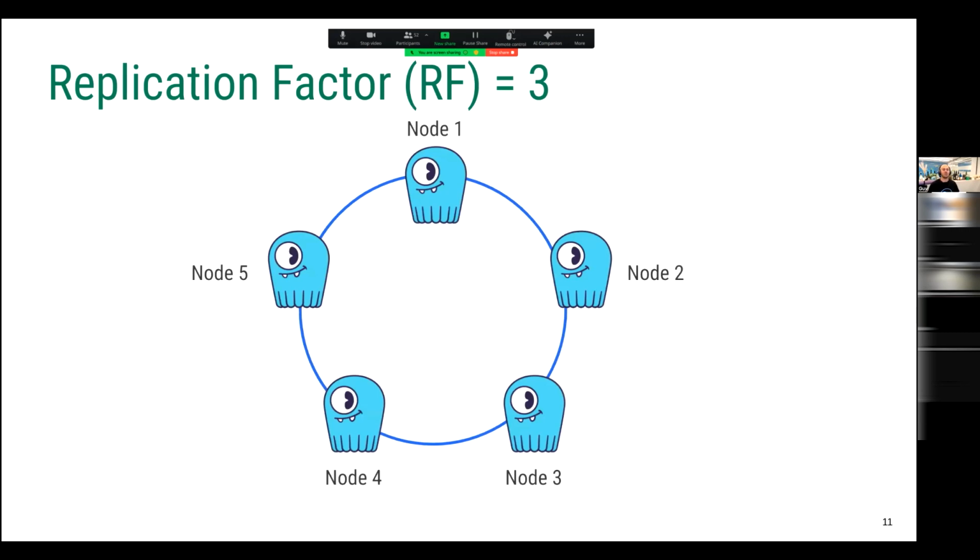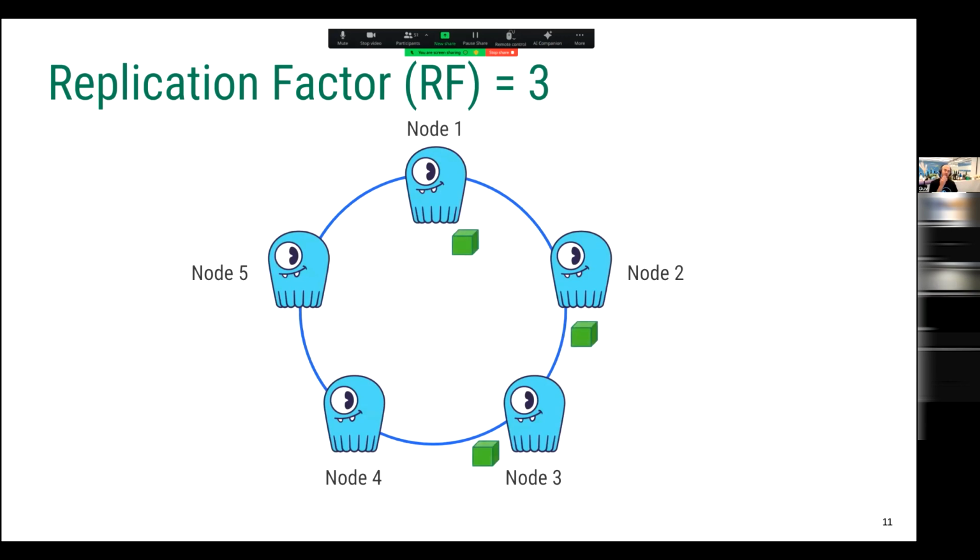What happens when we have a replication factor of 3? So in this example, we have a 5-node cluster. So we have 5 different machines that are working together to serve requests. And here, the user defined the replication factor to be 3.